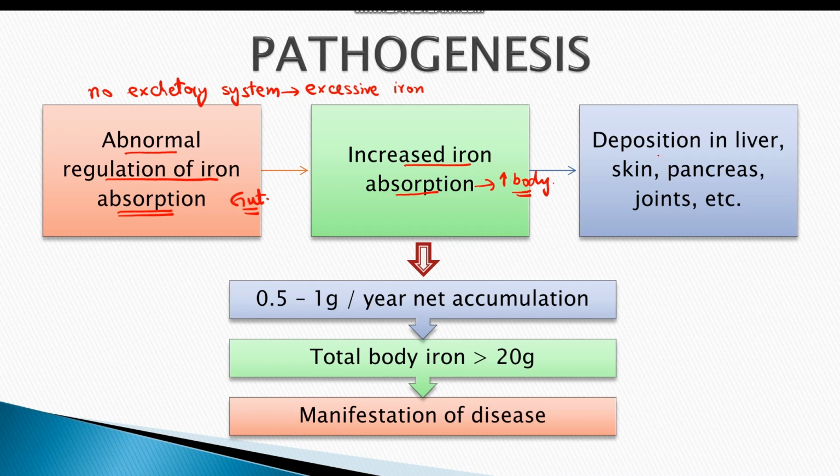This excessive iron is deposited inside the liver and certain other organs. There is continued absorption of the iron, resulting in almost 0.5 to 1 gram net accumulation of iron per year. Once the total iron in the body reaches above 20 grams, the disease starts to manifest itself. The manifestation of disease could be due to the organ that is affected, such as the liver, pancreas, skin, and joints.